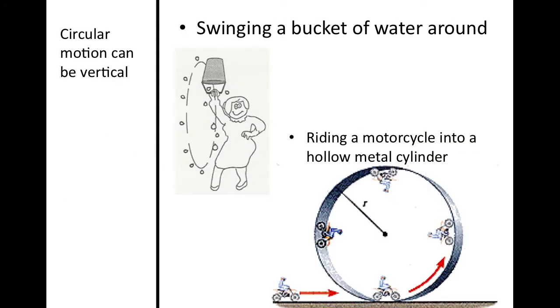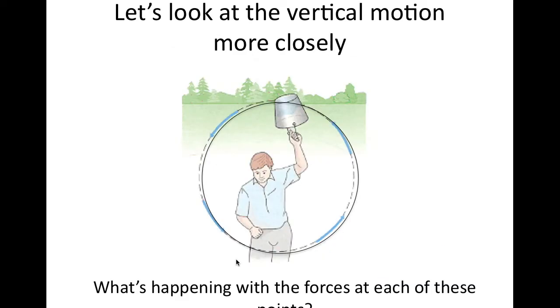Circular motion can also be vertical. For example, if you're swinging a bucket of water around, or if you're riding a motorcycle or other vehicle in a hollow metal cylinder, what you'll see is that there is a circle, there is a radius, and you will have to have a certain amount of speed in order to keep that circular motion. Let's look at the vertical motion a little bit more closely.